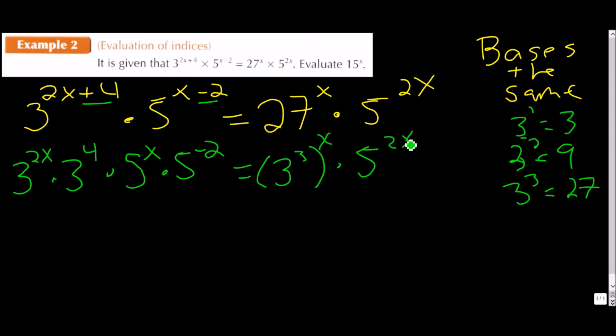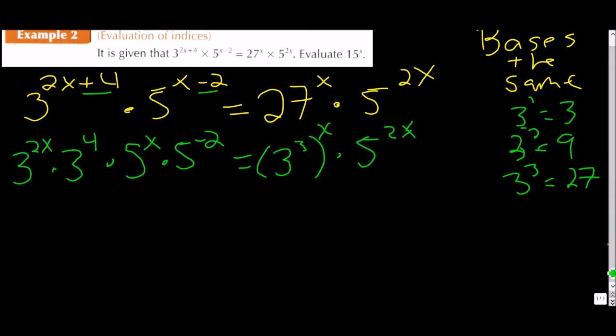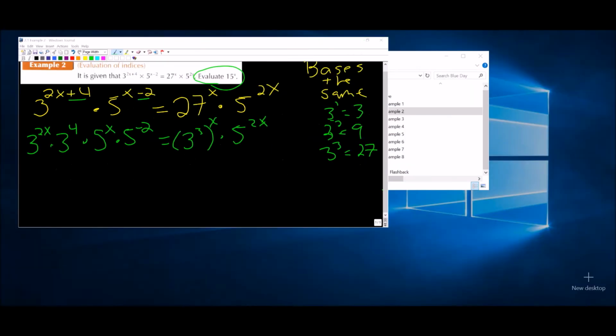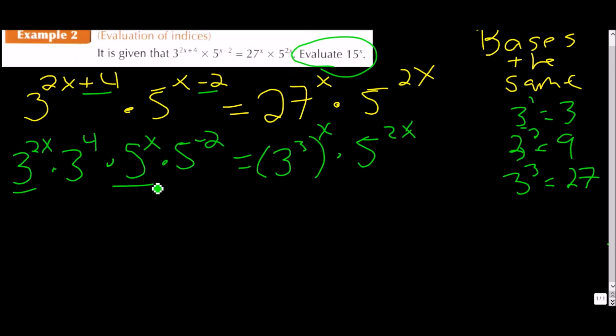Okay, so going from here, we're trying ultimately to evaluate 15 to the x. So we're going to try to get all of these terms over to the other side, because we want to isolate any actual numbers that we have. We want to get all of the x variables on one side. So I'm going to divide it over. So I'm going to be left with 3 to the 4th times 5 to the negative 2.